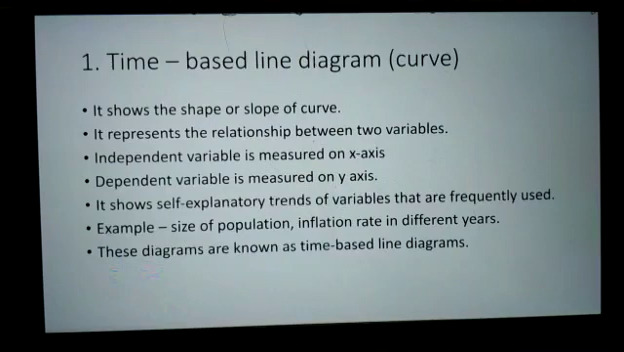Pictures which show the shape or slope of relationship in economics between two variables are often drawn. They can be a demand curve, a supply curve, relation between price and demand, relationship between supply and price. The independent variable is measured on the x-axis and the dependent variable is measured on the y-axis. For example, size of population in different time periods, rate of inflation in various years, literacy rate, etc. all can be depicted in the time-based line diagram.